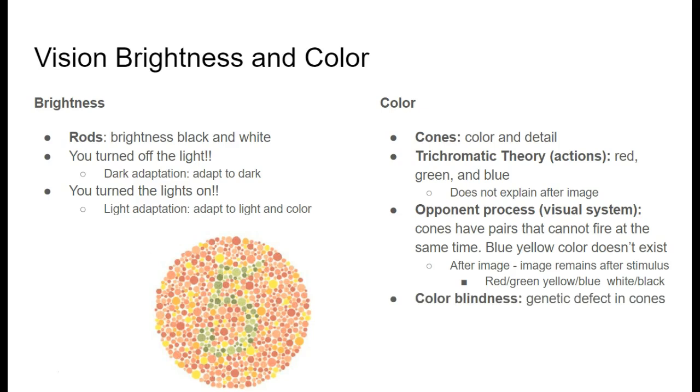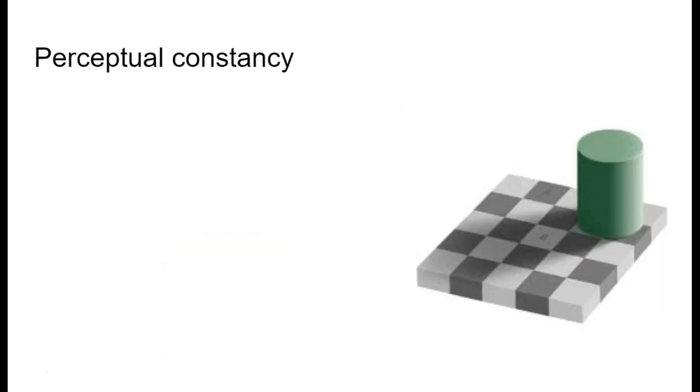Color blindness is a genetic deficit in your cones, passed down through to males. So looking at the circle to the left, seeing the green 5 inside the orange, red, and yellow dots is a very simple test that they do for color blindness. Perceptual consistency.